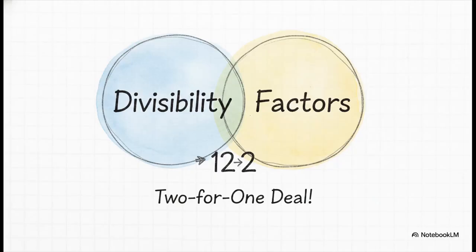And here is why this matters. Divisibility is exactly the same thing as finding factors. If a number is divisible by another, like how 12 divides evenly by 2, that number is officially called its factor. Finding factors is a huge part of math, and knowing if a number is divisible by another means you're instantly identifying its factors. It's a complete 2-for-1 deal.